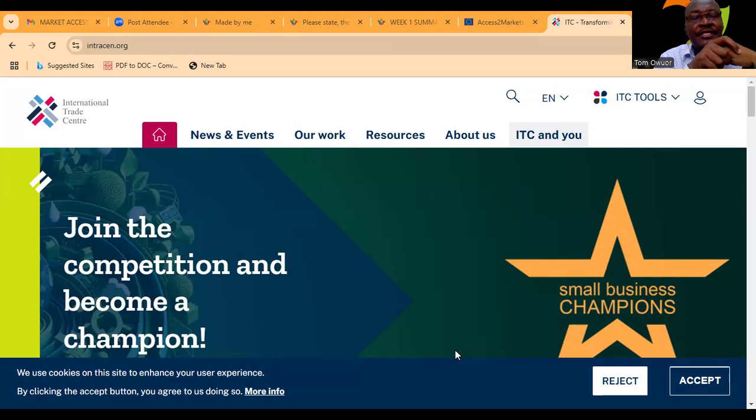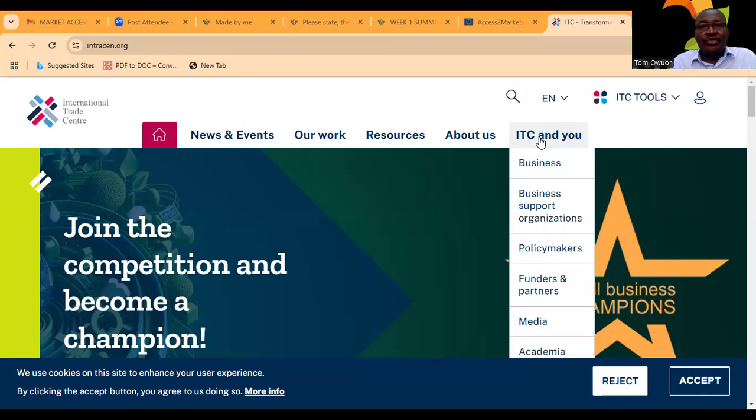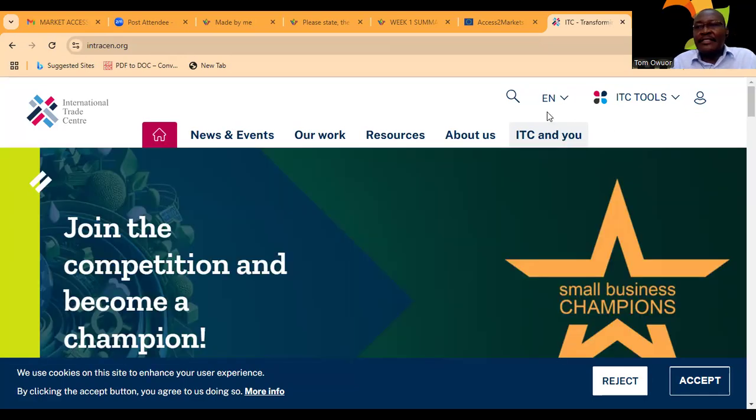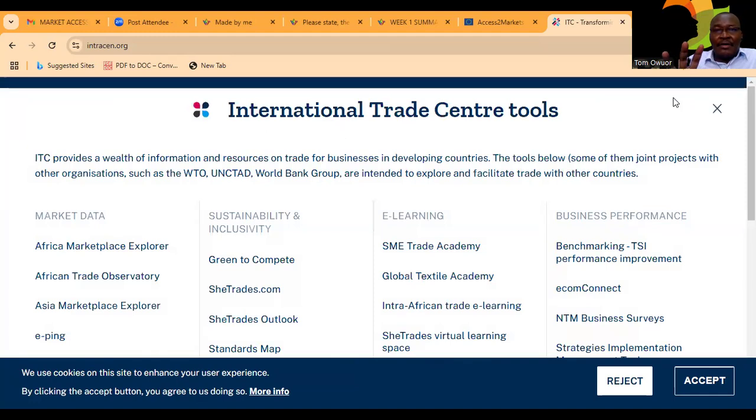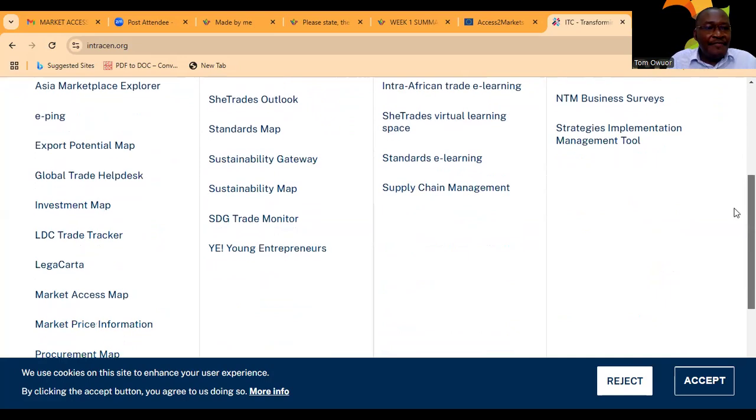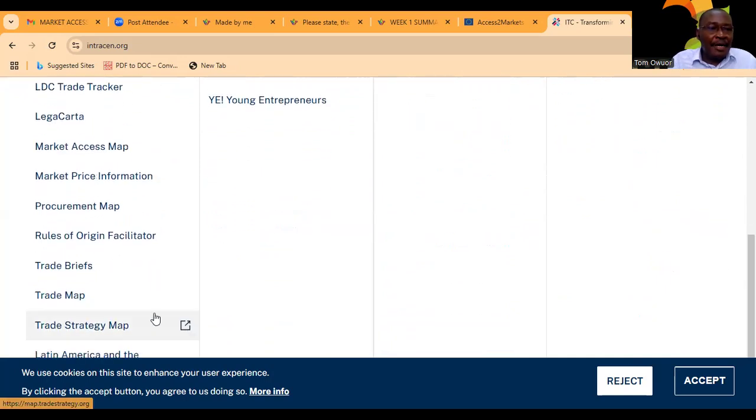This is the International Trade Centre website, and the ITC has so many tools that can easily help us unlock the various potential that we have. If you're seeing my cursor, it is on something written ITC Tools. So I click on this. Of course, there is a website that takes you directly to what I'm showing you, but I thought it was important to open this up so that you get to know the various opportunities that we have here. Then from here, let us move to Trade Map. I'm clicking on Trade Map.